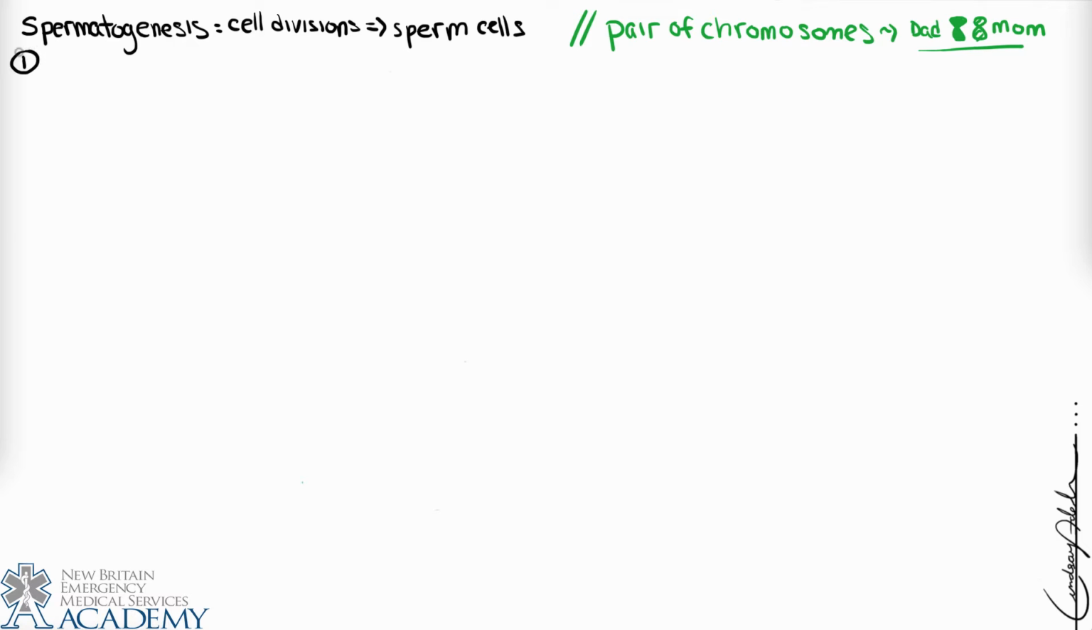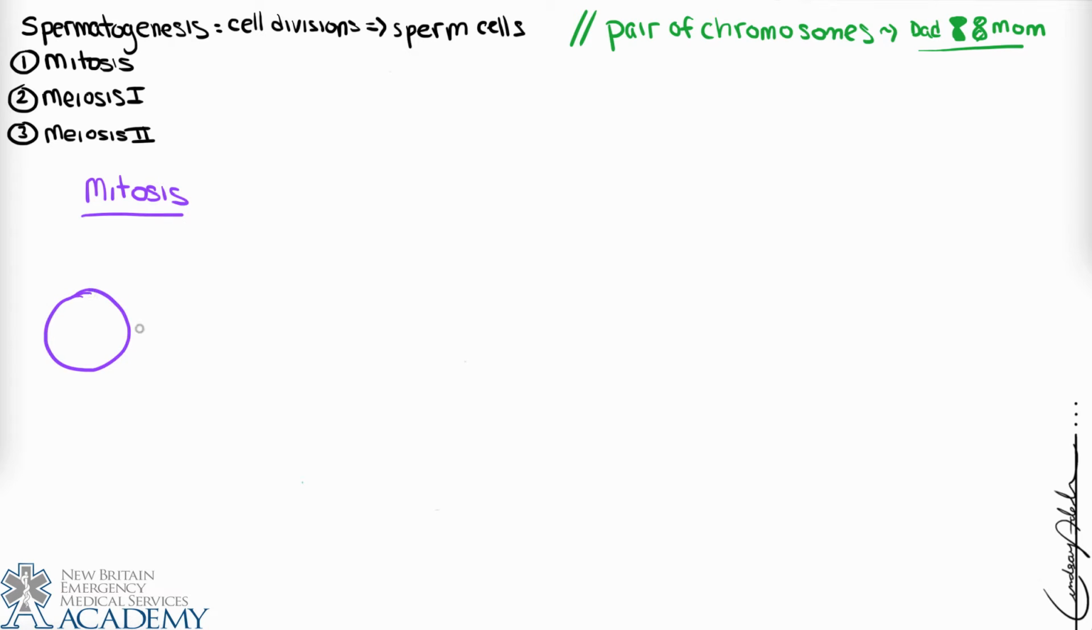So spermatogenesis is basically 3 steps: mitosis, followed by meiosis 1, followed by meiosis 2. And we're just going to draw each stage and sort of take a look at what happens so that we can understand how sperm cells are produced. So first we notice that we have a spermatogonia, which is a stem cell.